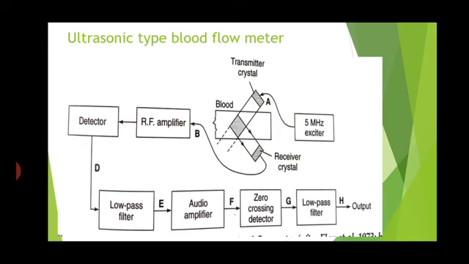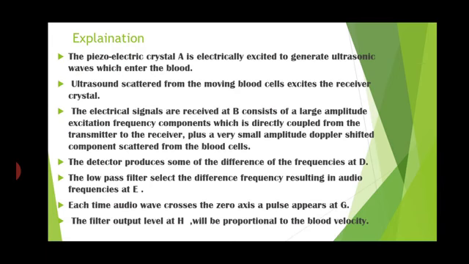Now we will see the ultrasonic type blood flow meter. This is the diagram. In this they are using two crystals, one the transmitter crystal and the other the receiver crystal. They are using the RF amplifier, detectors, low pass filter, audio amplifier, zero crossing detector, low pass filter and the output. And also they are using the oscillator.